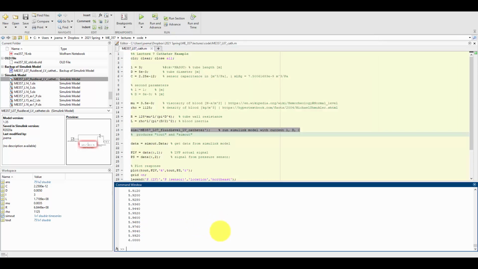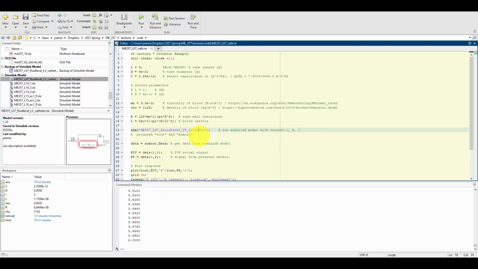And TOut gives me all of the corresponding timestamps from the simulation. So I have the time corresponding to each of the measures, the left ventricular pressure and the sensed pressure. All of them correspond. This decided to make 251 times between 0 seconds and 6 seconds. So all of that is produced when I run sim.